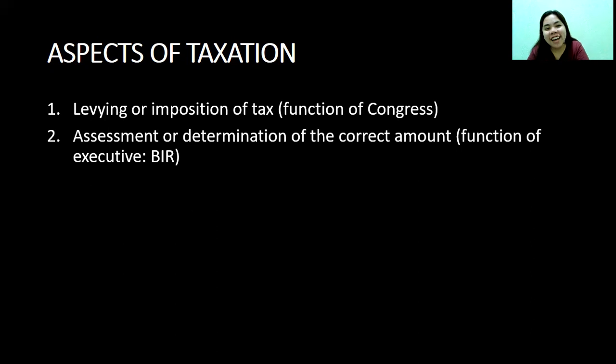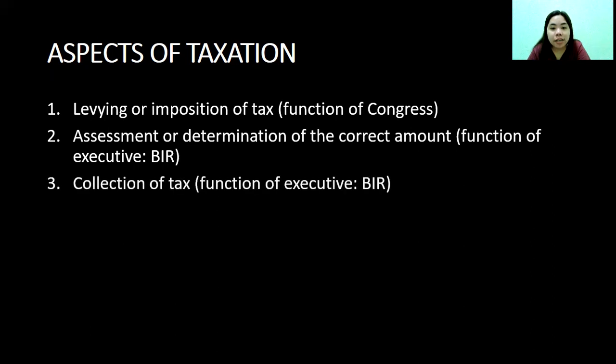Second is the assessment or determination of the correct amount, the computation of taxes, which is with the BIR, the executive. Then collection of tax is also the executive, and that's the Bureau of Internal Revenue's function of collection of taxes. So first is the levying and imposition. Second is the assessment. Assessment is the determination of the tax payable, the tax amount, and determination of the correct amount. Then third is the collection.